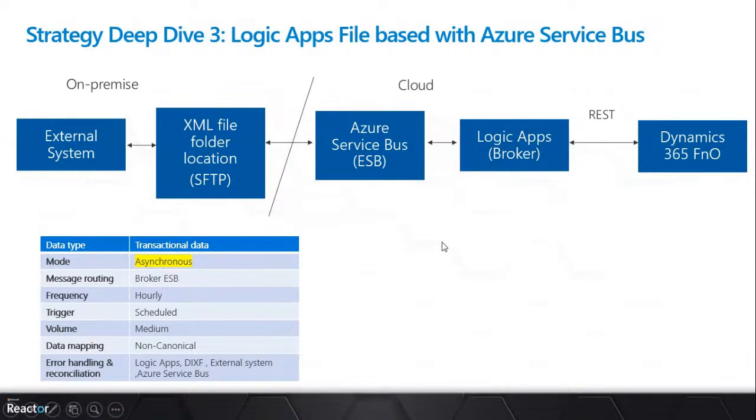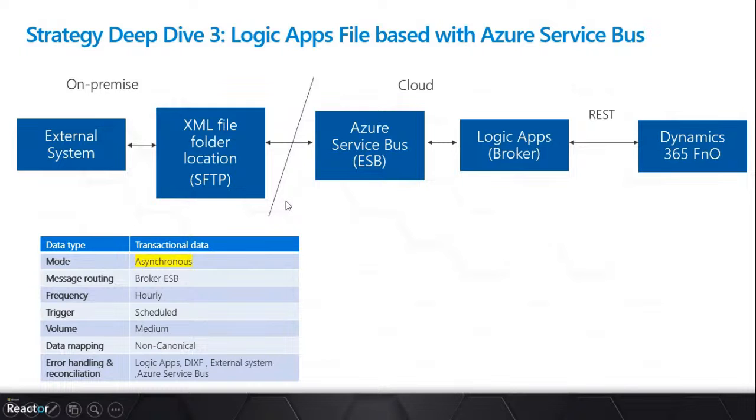So as you see in strategy 1, we just simplified the approach of how we can integrate the OData between the external system and FNO. In the second deep dive, we tried to see how we can have the on-premises version. But here, we just try to add an additional layer of the ESB, that is Enterprise Service Bus, and the service from Azure that I'm using is the Azure Service Bus.